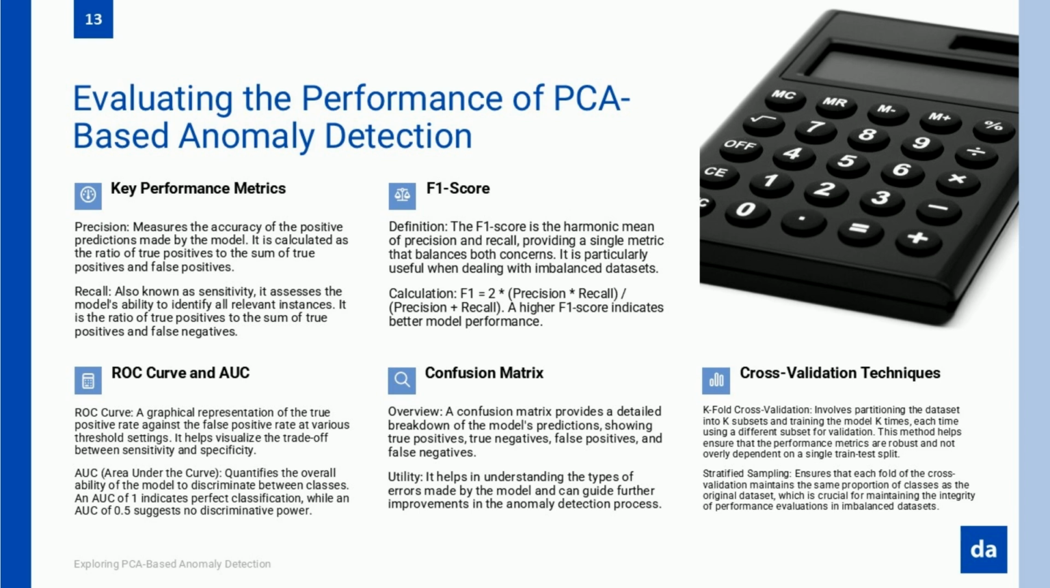Another technique is using a confusion matrix, which provides a detailed breakdown of how many true positives, false positives, false negatives, and true negatives the model produces. This allows us to fine-tune the PCA model, adjusting the number of retained principal components or tweaking anomaly thresholds to optimize performance.